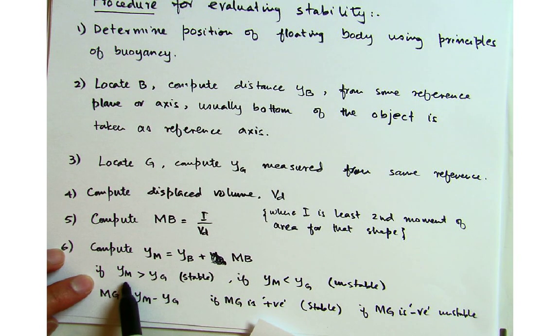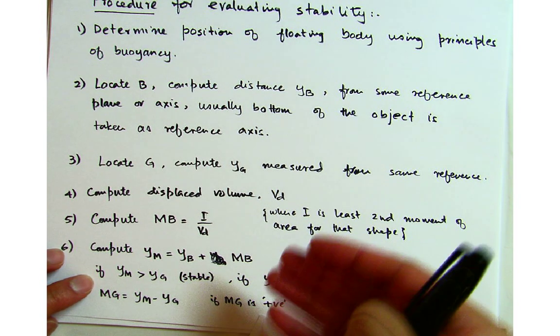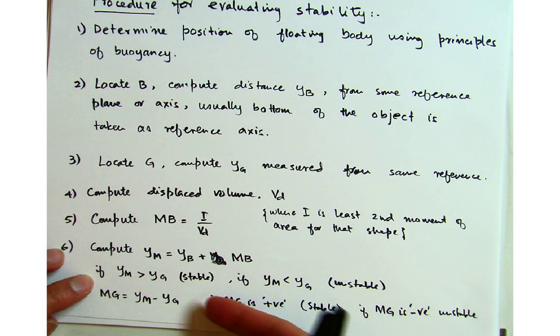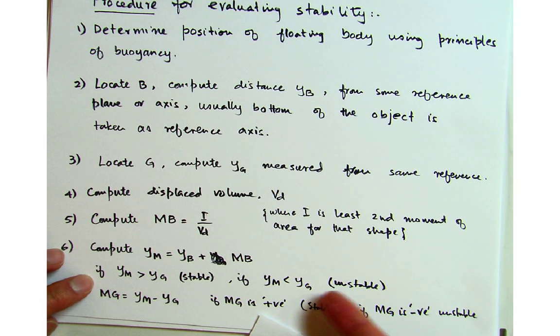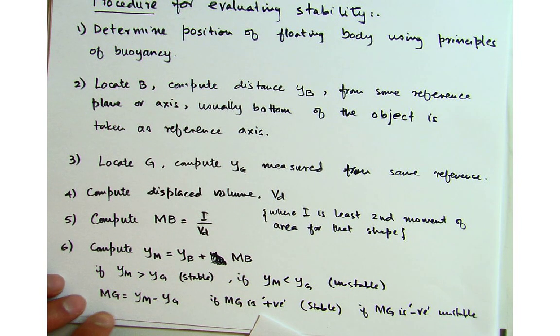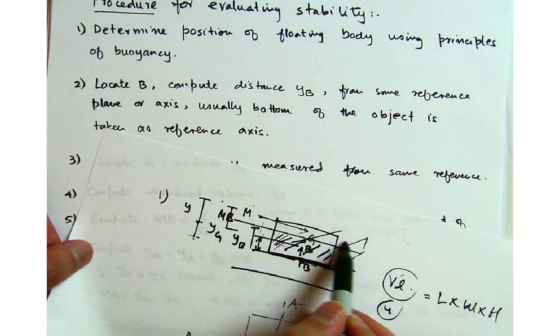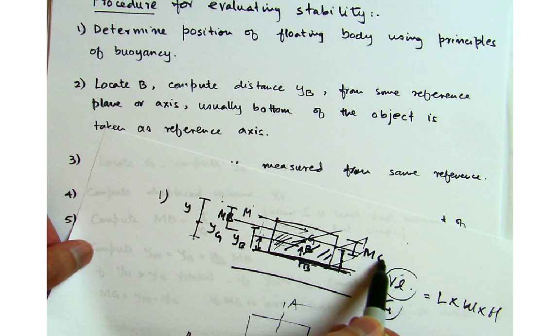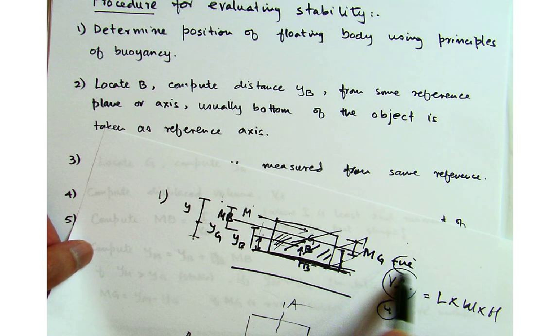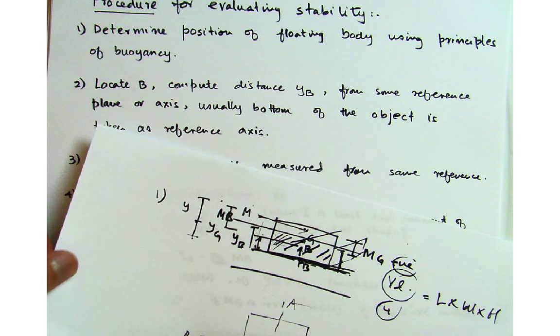And if YM is greater than YG, then this object is stable. As we discussed, as long as the metacenter is above the center of gravity, it will be stable. If YM is below YG, it is unstable. Or in a similar way, if MG, which is YM minus YG, is positive, it is stable. If MG is negative, it is unstable. So once we have this distance, we can find what this MG would be. If MG is a positive number, this means that M is above G, then it's stable. If it's negative, then it's unstable.